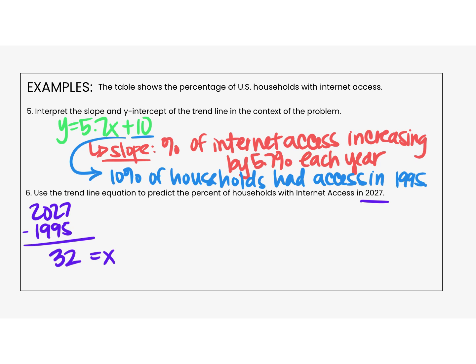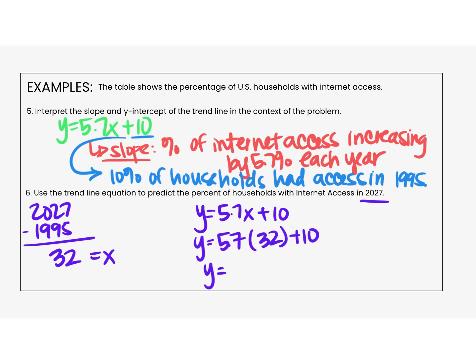And then I'm going to take my equation that I came up with, 5.7x plus 10, and plug that in for X. So I'm taking this 32, plugging it in right here. So I get y equals 5.7 times 32 plus 10, and I can just evaluate that in my calculator, and that's 192.4%. So according to the trend line that we drew, in 2027, 192% of households will have internet access.